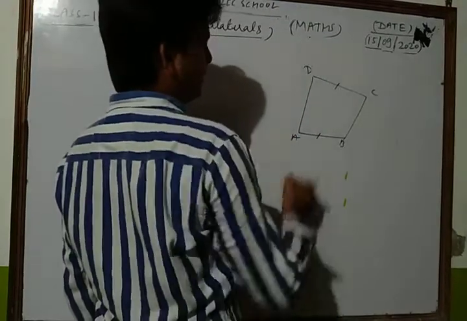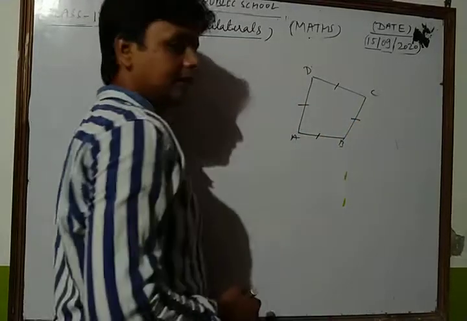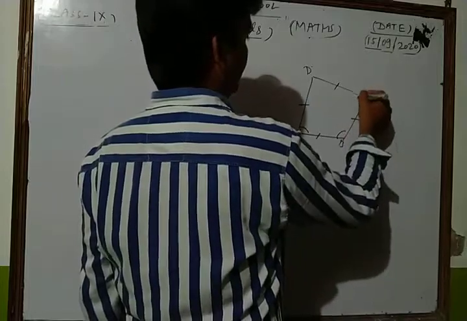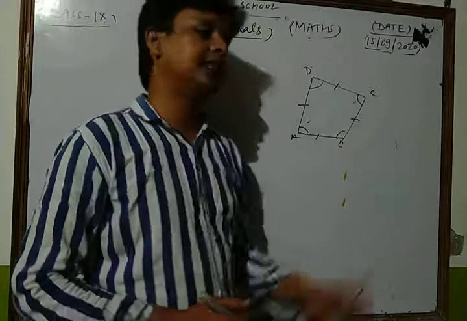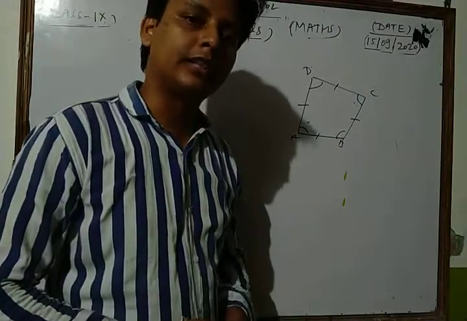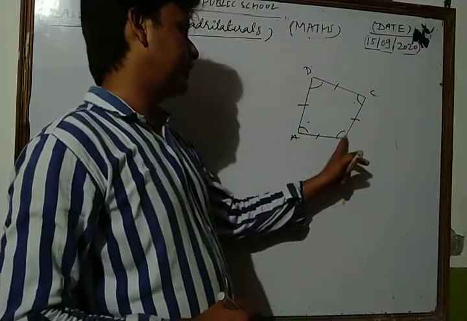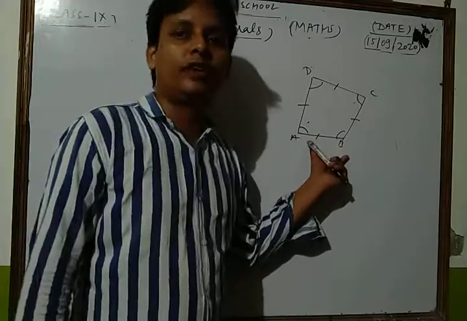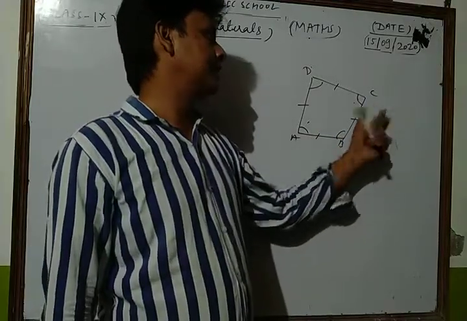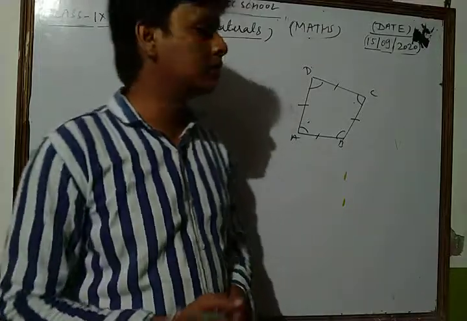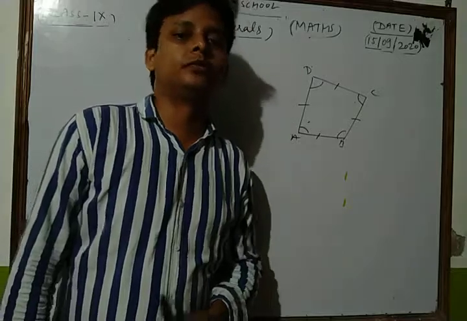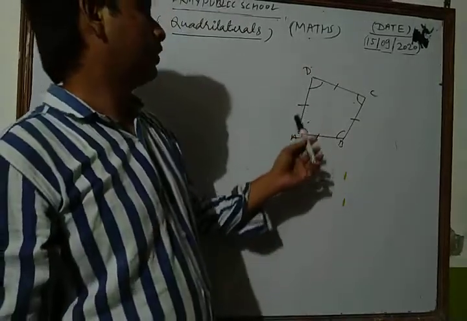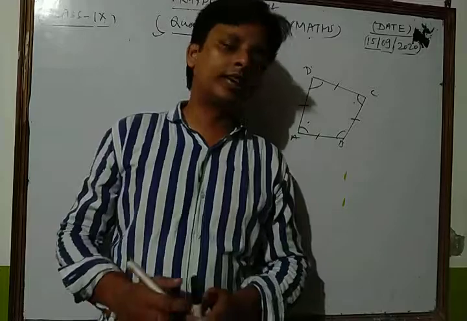Here, dear students, ABCD is a quadrilateral in which AB and CD, and AD and BC are the opposite sides, and angle A and angle C are said to be opposite angles. Angle B and angle D are also known as opposite angles, and angle B and angle A are a pair of adjacent angles, same as angle B and angle C are a pair of adjacent angles, same as angle C and angle D are known as what?